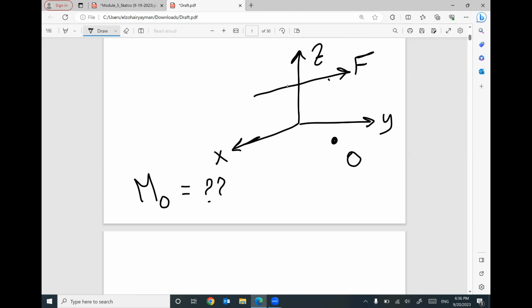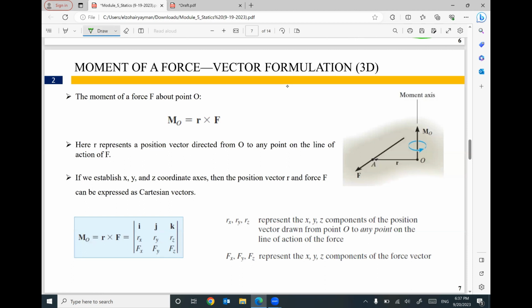So what should I do? We have, this is force in 3D. We have this equation: the moment of a force about point O in 3 dimensions equals R cross product F. This is not time, because this is not a value. This is a vector. And this force is not one value, it's a vector.